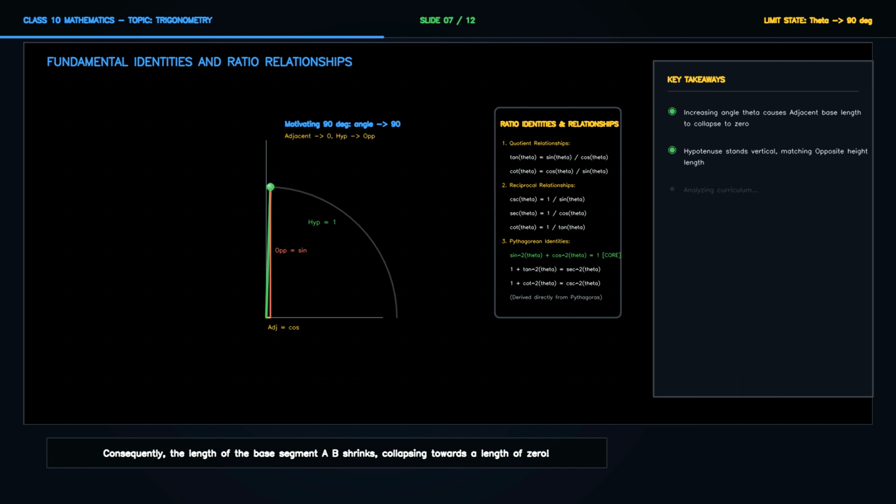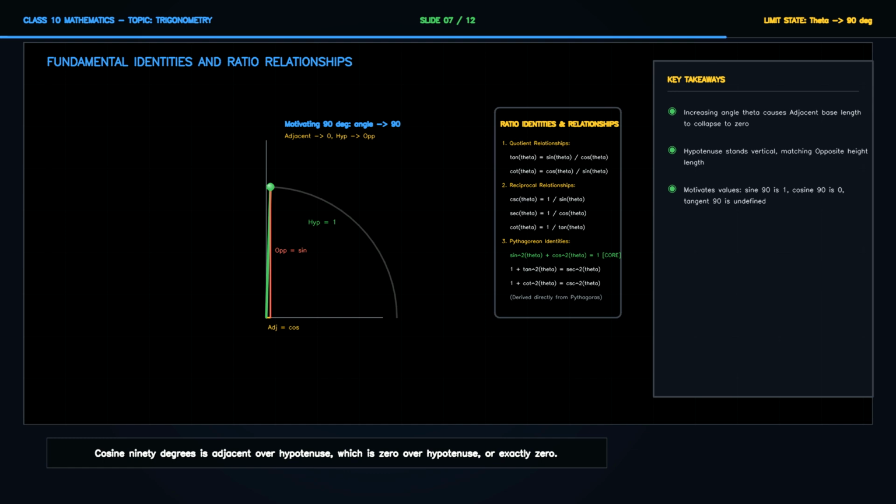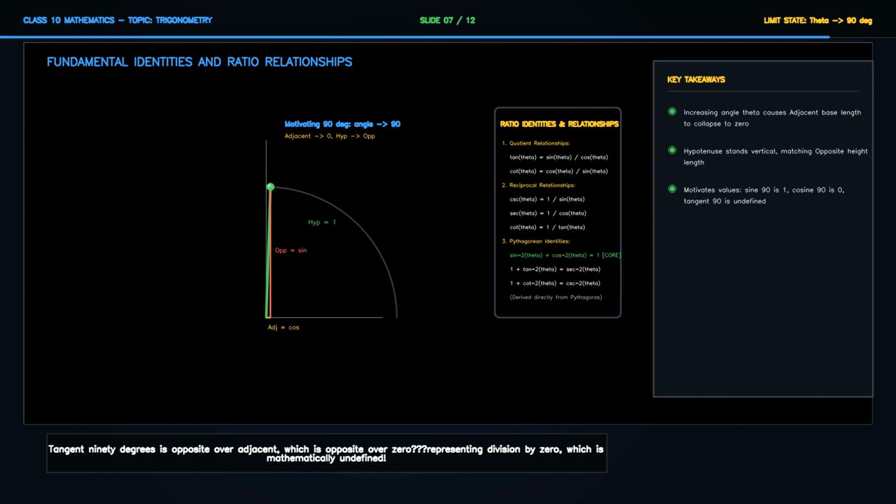At the same time, the hypotenuse AC stands nearly vertical, and its length approaches the exact height of the opposite side BC. In this 90-degree limiting boundary, the adjacent side becomes 0, and the opposite side and hypotenuse become equal. Applying our ratio formulas, sine 90 degrees is opposite over hypotenuse, which is opposite over opposite, or exactly 1. Cosine 90 degrees is adjacent over hypotenuse, which is 0 over hypotenuse, or exactly 0. Tangent 90 degrees is opposite over adjacent, which is opposite over 0, representing division by 0, which is mathematically undefined.